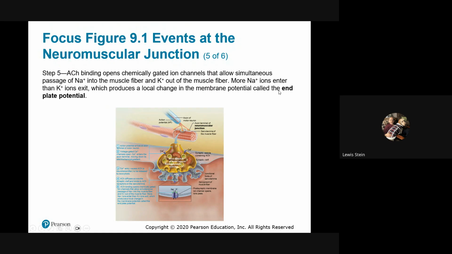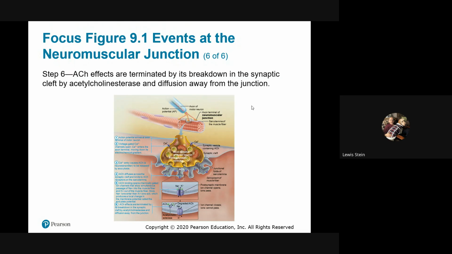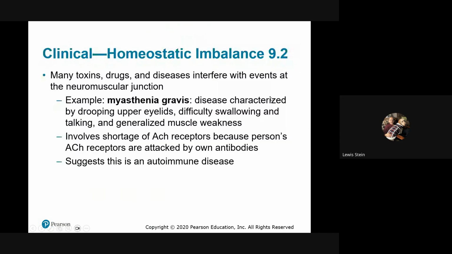So if it doesn't reach what's called an action potential, and it's just trending towards it, we call it an end plate potential. That's an important distinction, because when we get to nerves, we're going to look at a different type of nomenclature, because sometimes they're excitatory and sometimes they're inhibitory. So it's terminated by acetylcholinesterase, diffusion, et cetera, and we did the animation.